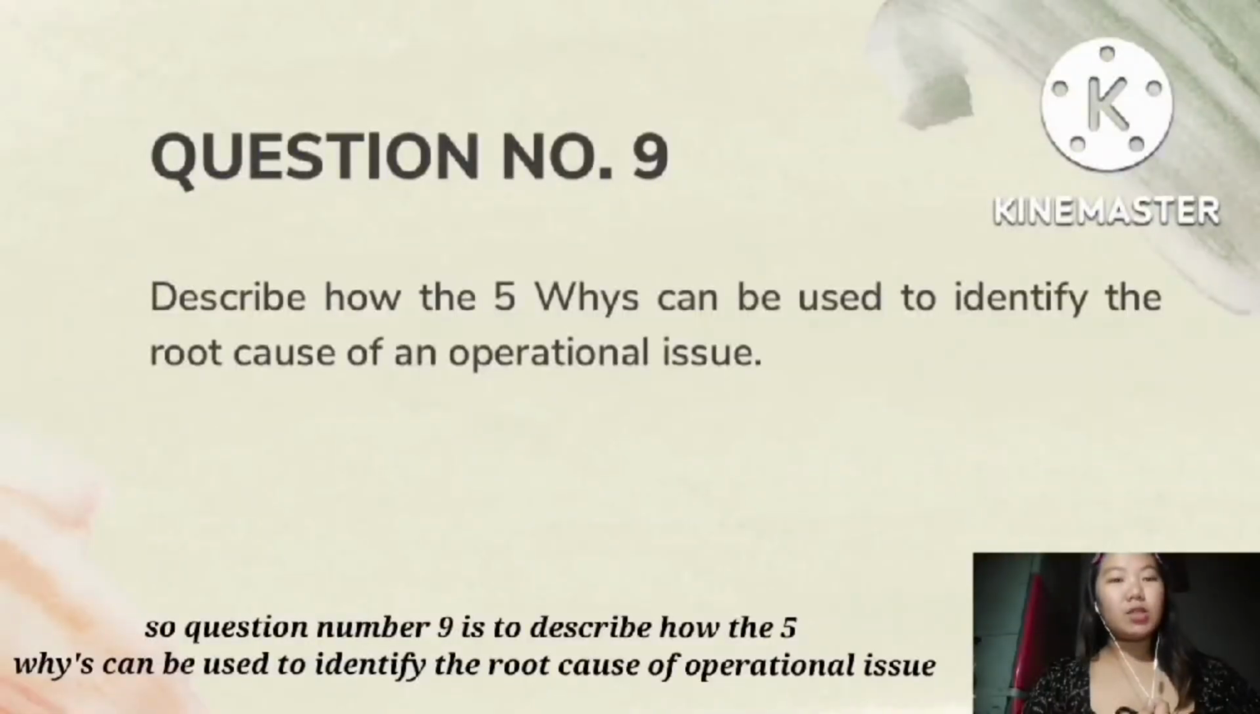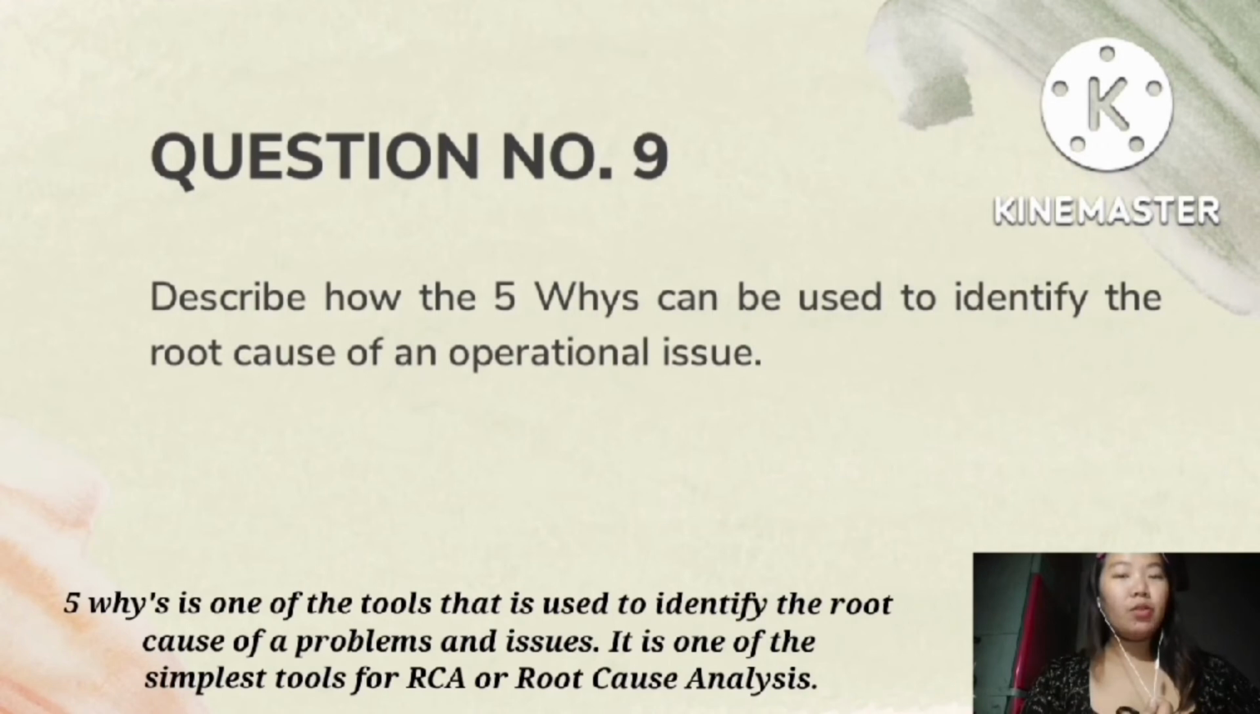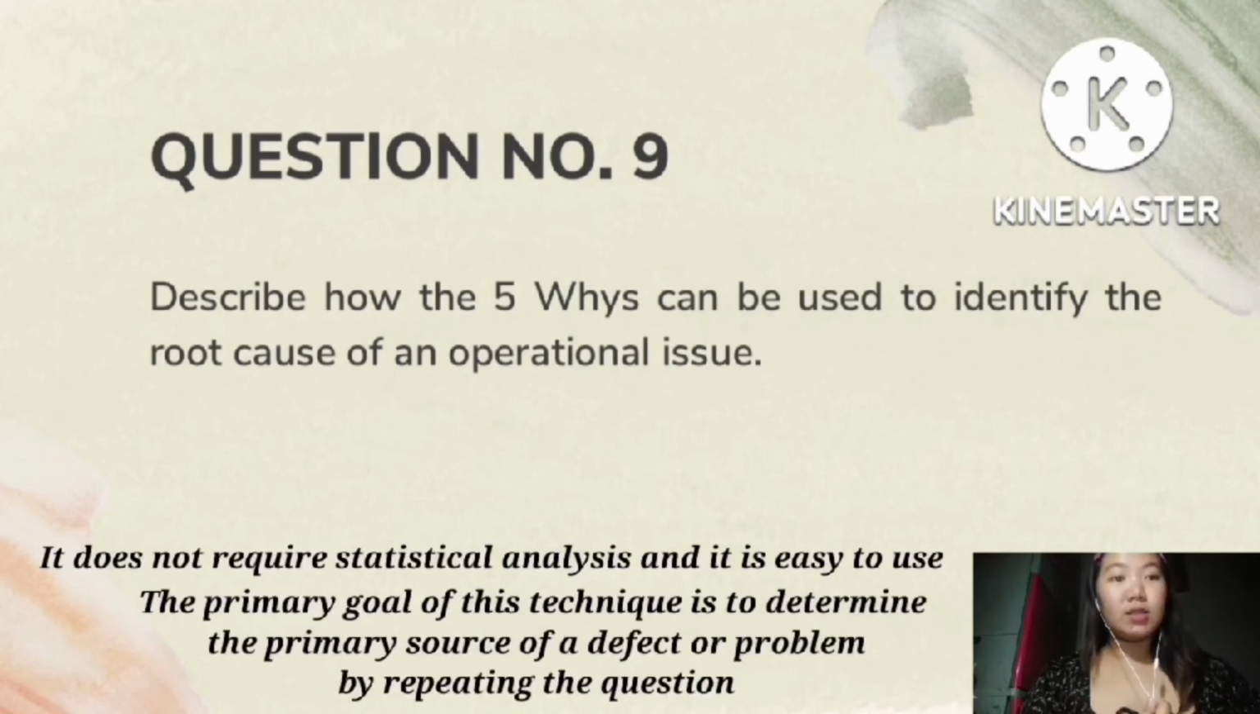So question number 9 is to describe how the 5 whys can be used to identify the root cause of an operational issue. 5 whys is one of the tools that is used to identify the root cause of problems and issues. It is one of the simplest tools for RCA or root cause analysis. It does not require statistical analysis and it is easy to use.